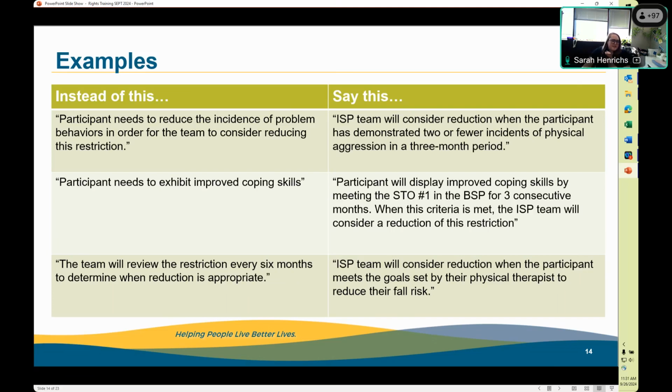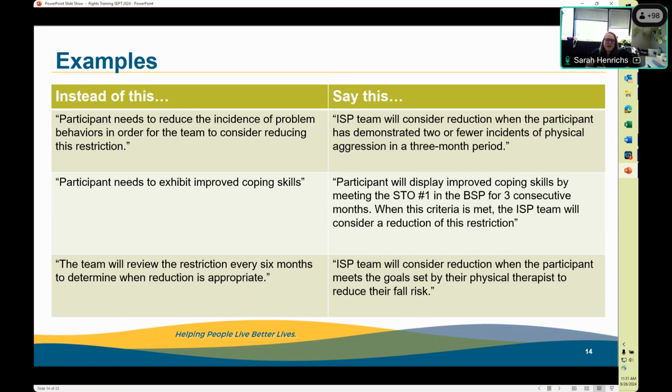Another one, instead of saying the team will review the restriction every 6 months to determine when reduction is appropriate. You have to do that. That's not optional. You have to review it every 6 months. That's not a reduction plan, right? It's not enough to just come together and say, yep, there are still restrictions every 6 months. Because what does that tell the participant about what they have to do or learn in order to have their rights restored to them?